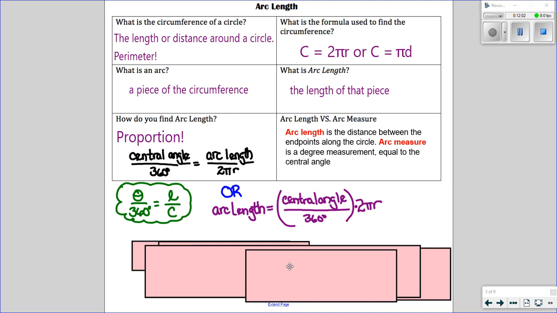All right, so you learned that the circumference is the perimeter. We learned that the circumference is either 2 pi r or pi d. You need to know that because you're going to use that in the formula for arc length. You set up the proportion, which is central angle over 360, which represents the degrees in a circle, equal to the arc length over 2 pi r, or if they gave you the diameter, pi d. And then the notation, which you should know, is theta over 360 equals L over C.